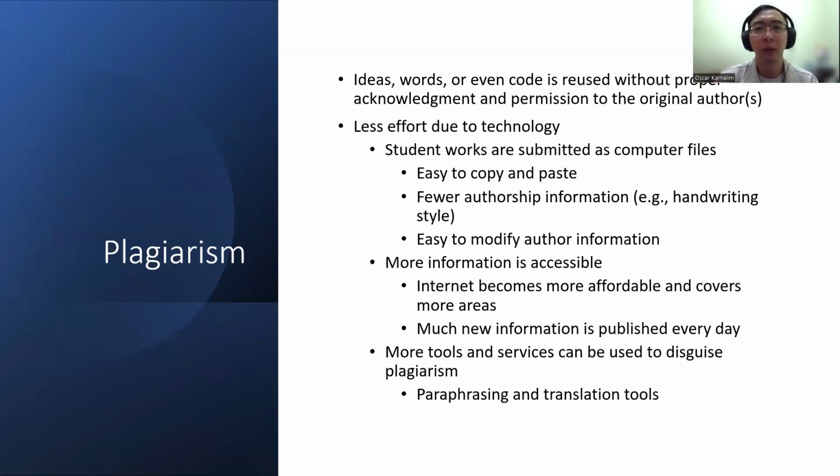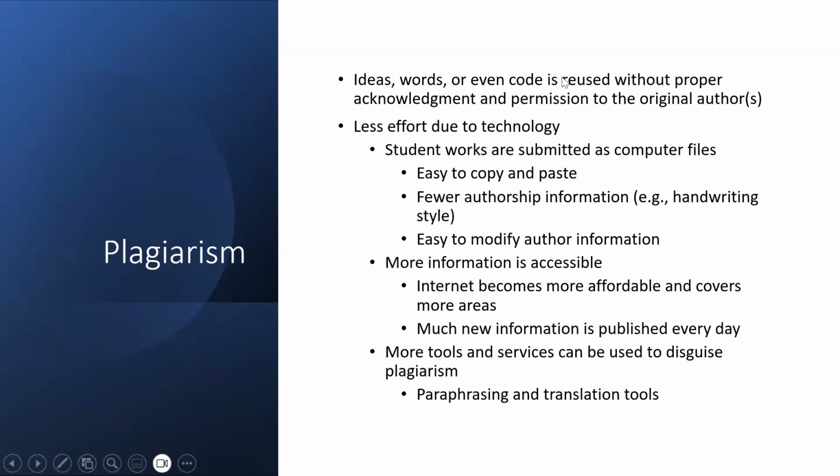Okay, now we will discuss one by one the common breaches of academic integrity, and we will see how technology disrupts these breaches. What is plagiarism? Plagiarism means ideas, words, or even code are reused without proper acknowledgement and permission from the original authors. It takes less effort due to technology. Why? Because nowadays, students' work is submitted as computer files, which means it is easy to copy and paste. Just use Control C and Control V and done.